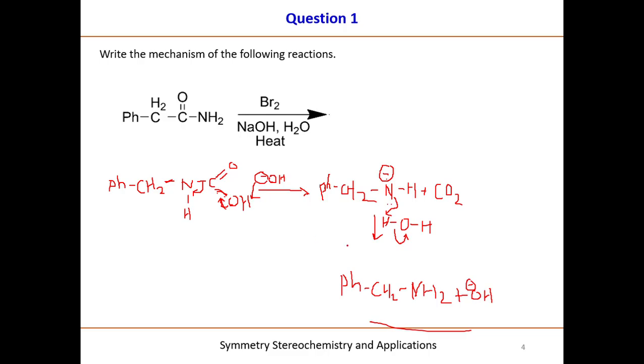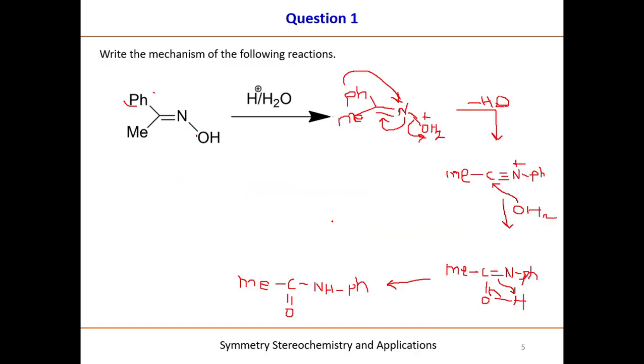So I hope all of you are clear in this step also. So the third rearrangement reaction we have discussed in this lecture is the Beckmann rearrangement reaction. In the Beckmann rearrangement reaction, an oxime is converted to an amide.